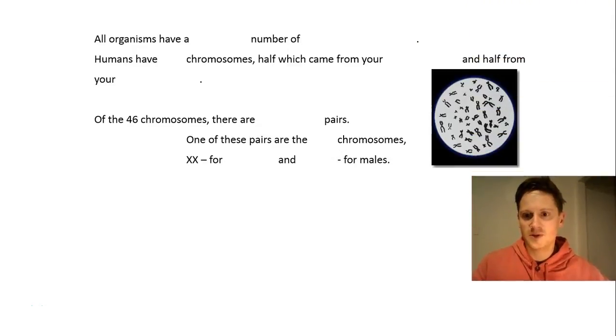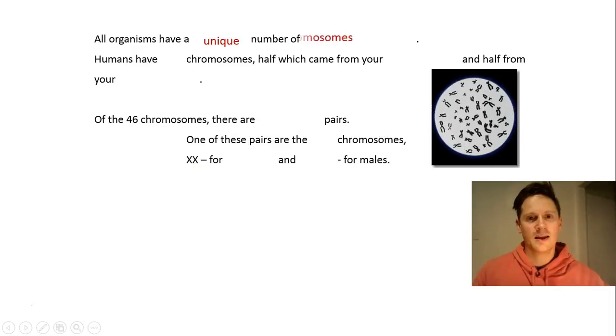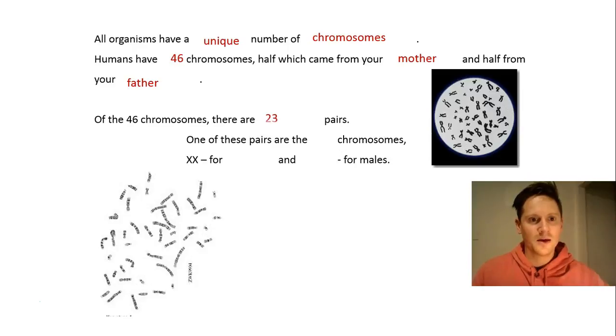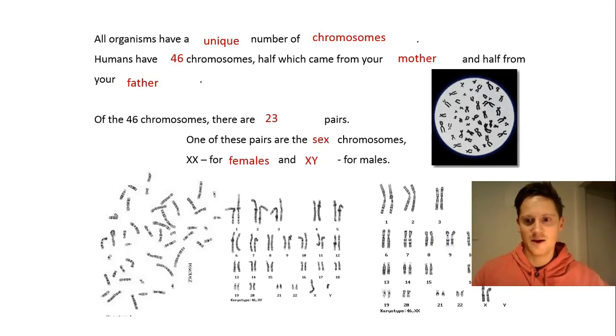So this is for your notes document. All organisms have a unique number of chromosomes. Humans have 46 chromosomes, half of which are from your mum and half from your father. Of the 46, there's 23 pairs. One of them is called the sex chromosomes, XX for female and XY for male. Please pause the video and get these down in your notes.